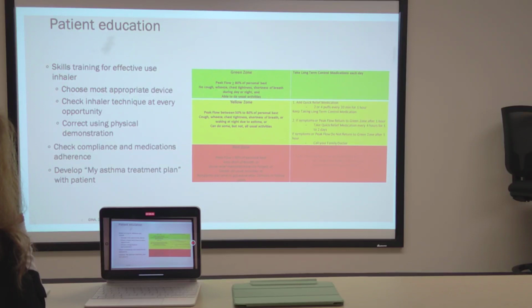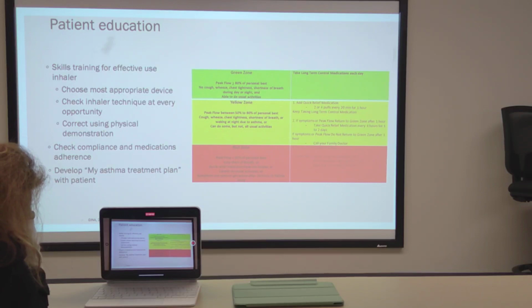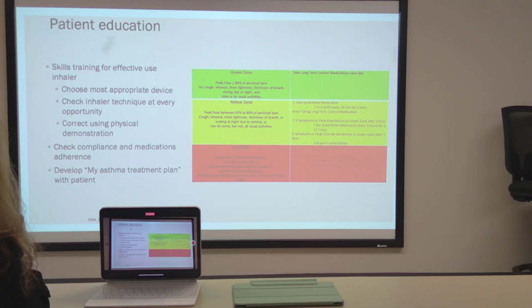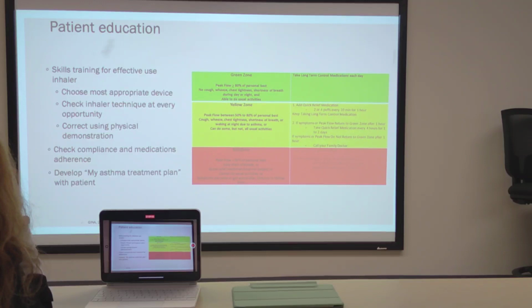But at home, the patient can actually make their own adjustments in terms of their quick relief medication. So if they were on a short acting beta agonist, then they can do 2 to 4 puffs every 20 minutes for 1 hour, and then they would have to go back and repeat this again just to see if they were able to get relief. And then, of course, if they're in the red zone, that means it's less than 50% of their personal best, and you ask them to go to the ED or seek emergency care immediately.